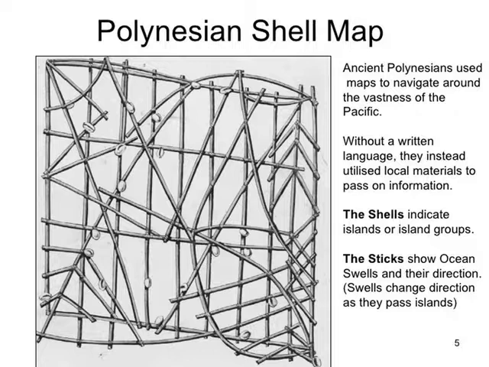And keep in mind, these shell maps could only depict a certain area of the ocean. And so if you were doing very long distance traveling, you would need to have multiple shell maps in order to know where to go. And a lot of the information from the shell map needed to be passed down orally, because as you can see, it's only sticks and shells.